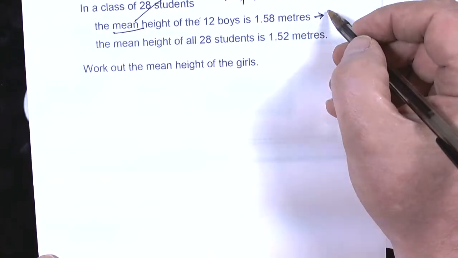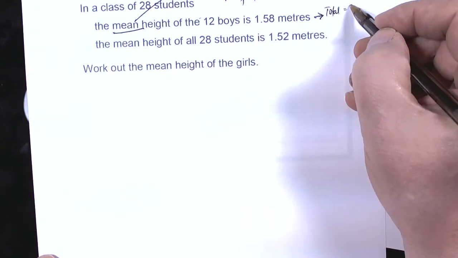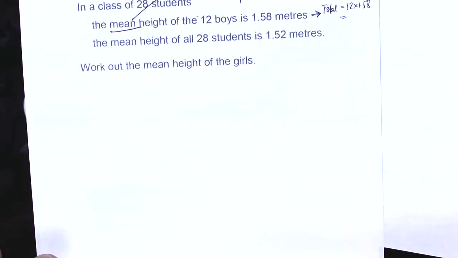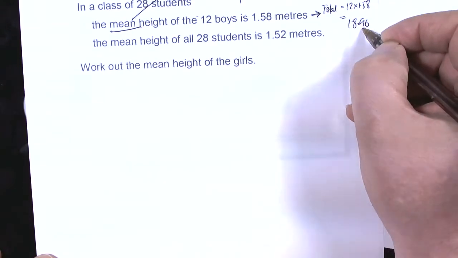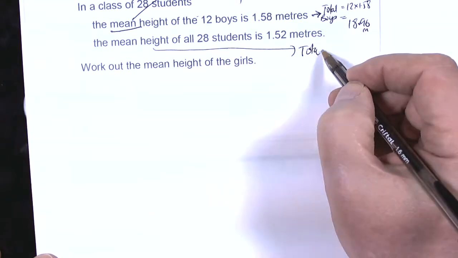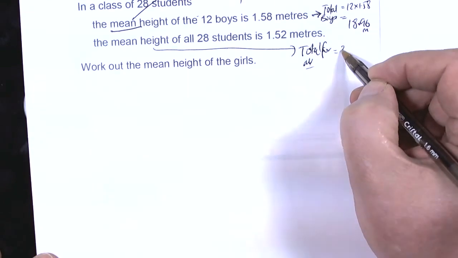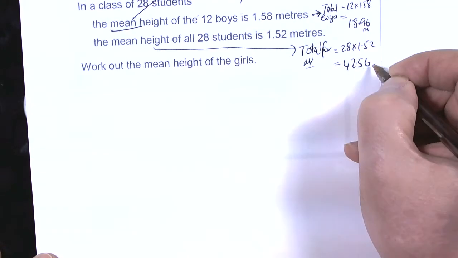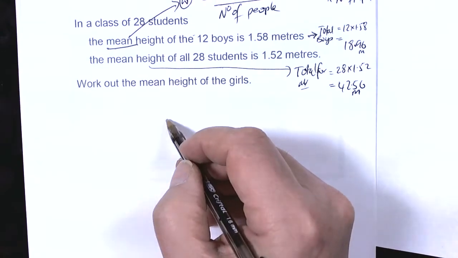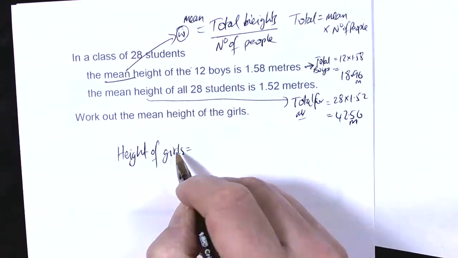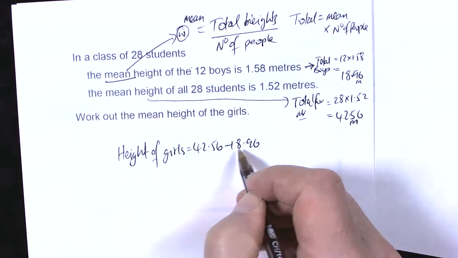Because we know that's true, then the total for the boys' height is going to be 12 times 1.58, which equals 18.96 metres, so that's all the boys' heights added together. And we know the mean for everybody, so the total for all is going to be 28 times 1.52, which is 42.56 metres. So the height of the girls is equal to 42.56 take away 18.96.